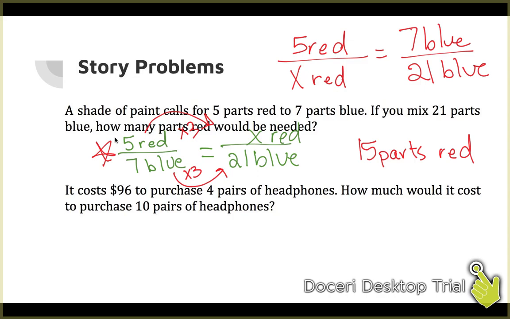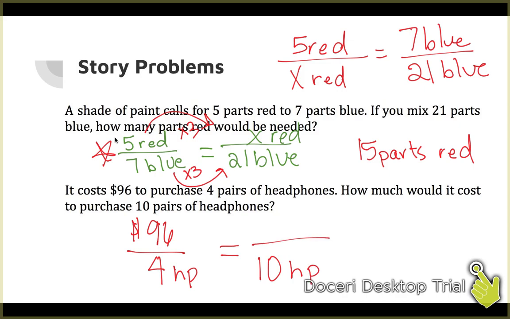Last one. It costs $96 to purchase 4 pairs of headphones. So if it costs $96 for 4 pairs of headphones, I'm going to abbreviate this with HP. How much would it cost to purchase 10 pairs of headphones? So that's setting up my units exactly the same. Headphones, headphones, cost, cost.